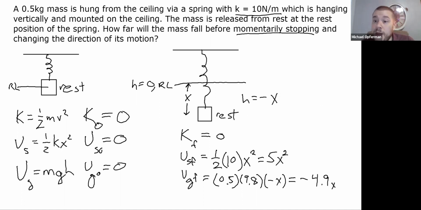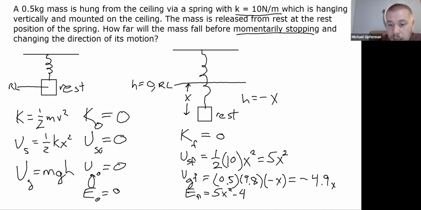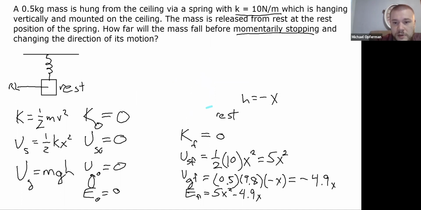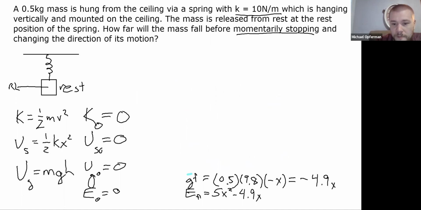Okay. Now, the next thing you want to do is add up to get the total energy in the initial state and the total energy in the final state. Let me do that here. I'm going to use E for total mechanical energy. So the total mechanical energy in the initial state is 0. The total mechanical energy in the final state is going to be 0 plus 5x squared minus 4.9x. Okay. Now I need to make a little bit of space. Let me just get rid of this picture so I have some room to work. Don't need any of this anymore. I just need my final result there.